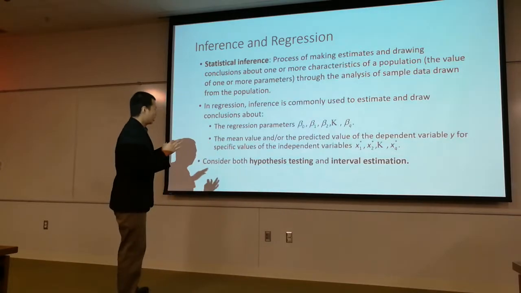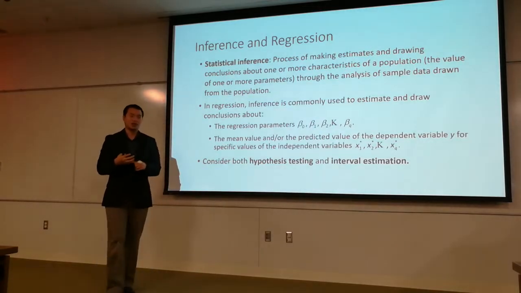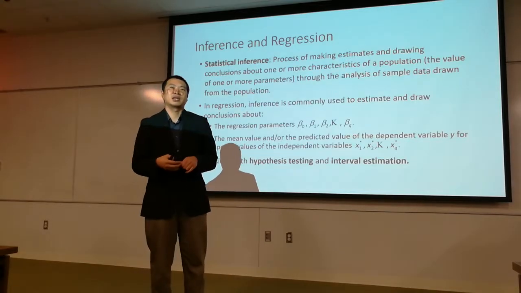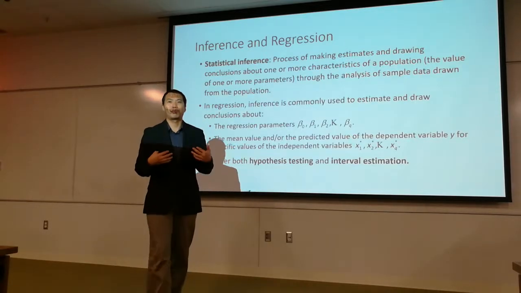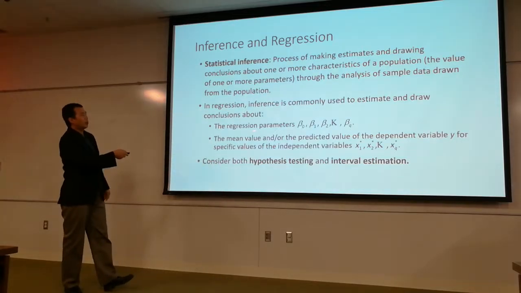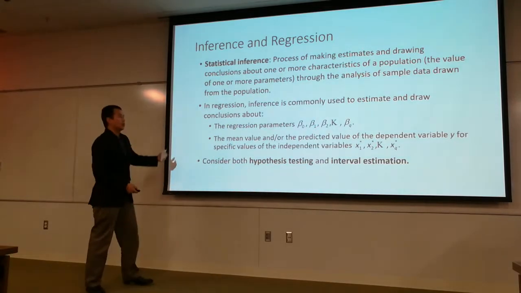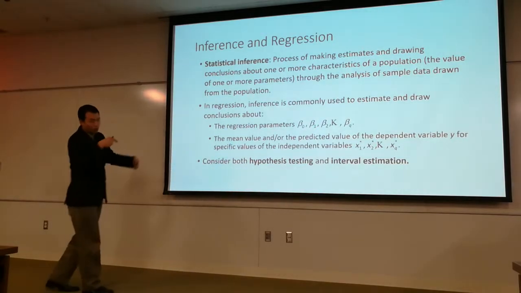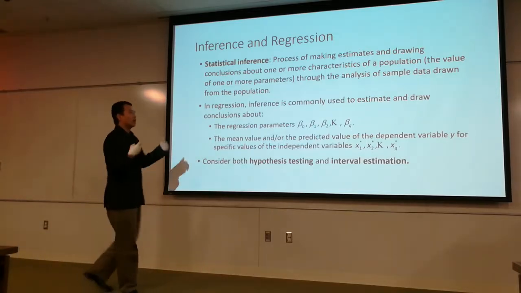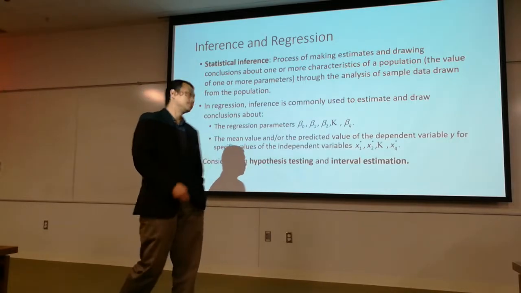In the previous chapter, we learned how to use confidence intervals, interval estimation, or hypothesis testing to estimate the population parameters. Similar story here. The true population parameters are beta 0, beta 1, and so on, but what we have is b0, b1, and so on. We can use hypothesis testing or interval estimation to estimate the population parameter.